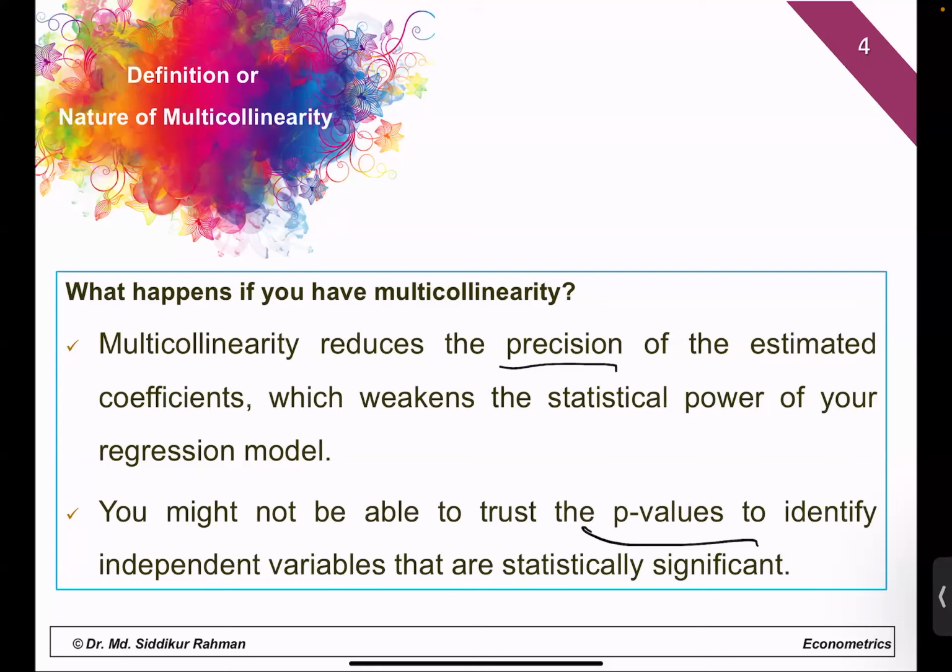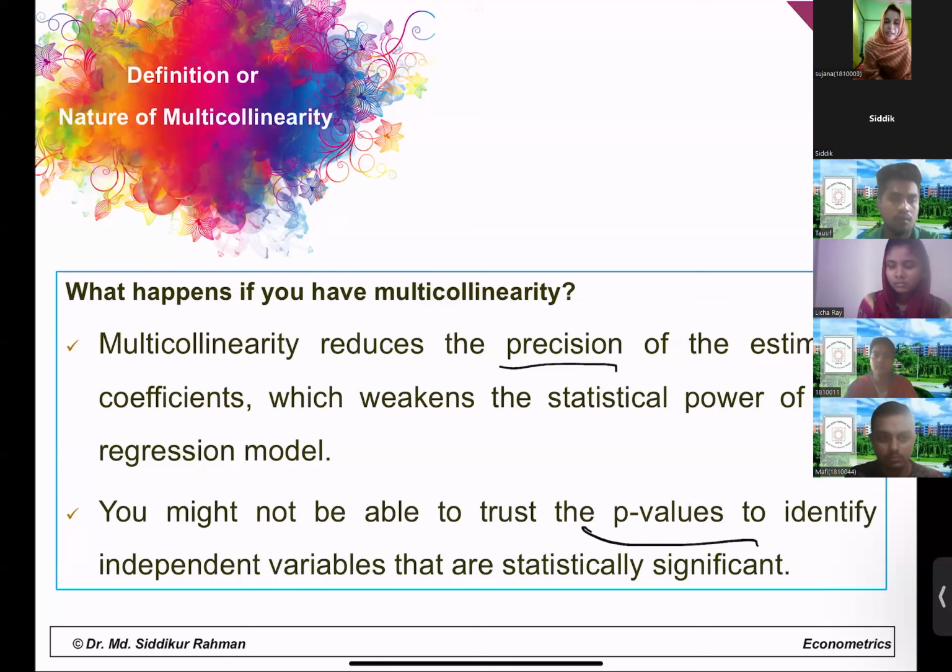So I asked some of the students who are here, could you please repeat what is multicollinearity problem? Yes, sir. If the independent variables are correlated with each other, then multicollinearity happens.